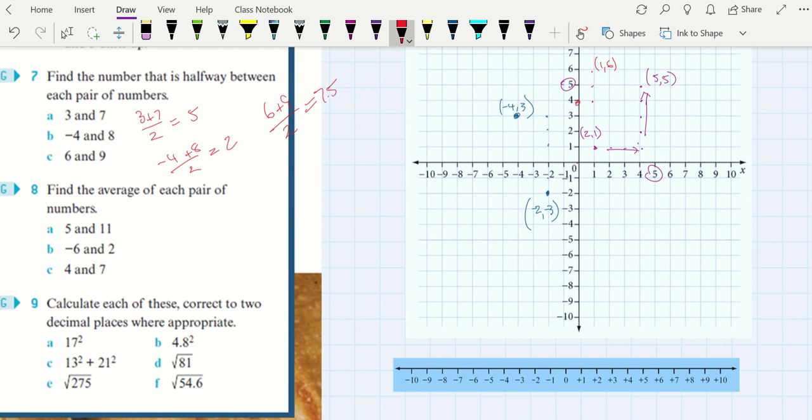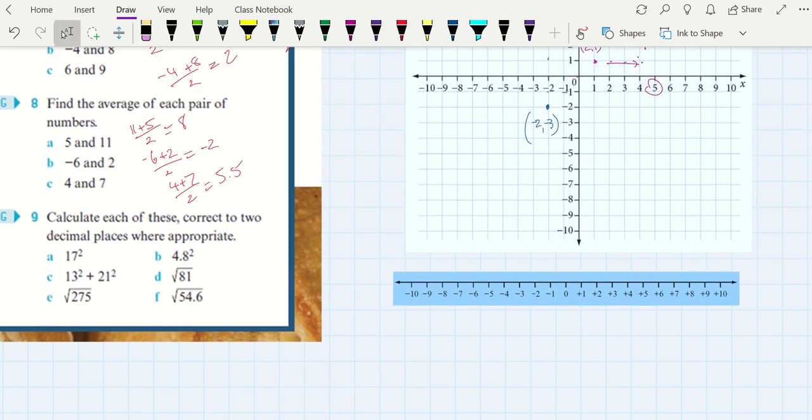Now that's the same thing as the average for each number. So halfway between 5 and 11, so 11 plus 5. Now we've got 2 numbers, so 16 divided by 2 is 8. Negative 6 plus 2 over 2, well that's negative 4 over 2, that's got to be negative 2. Okay, 4 plus 7 over 2 is 11. 11 divided by 2, that's 5.5.